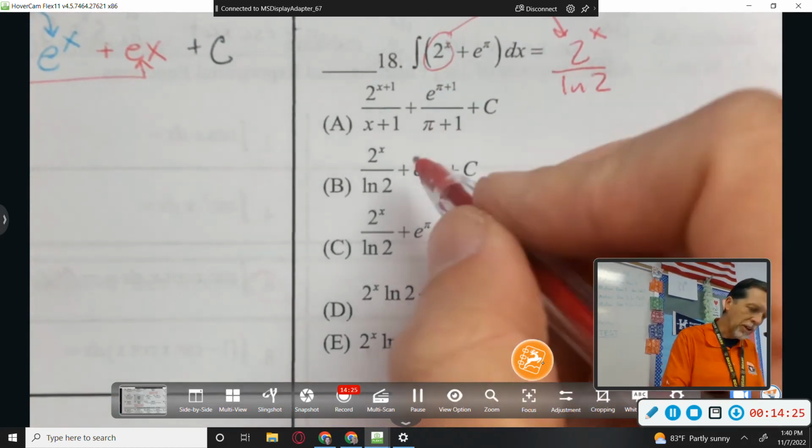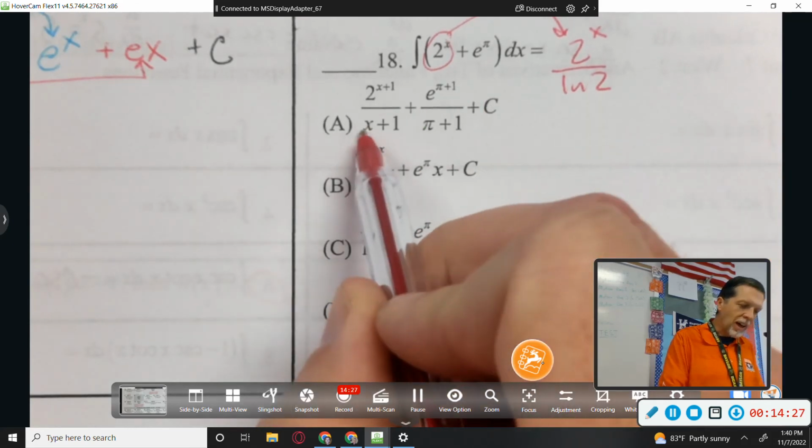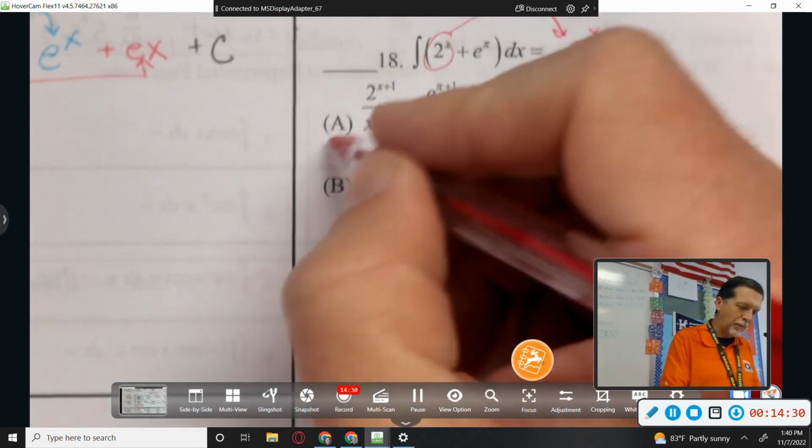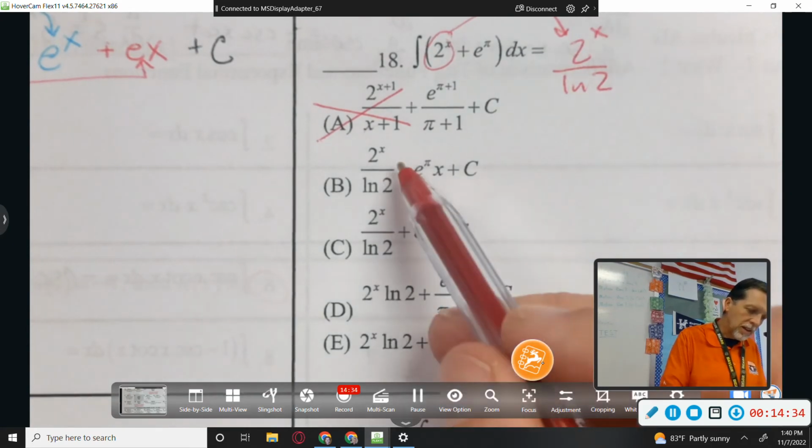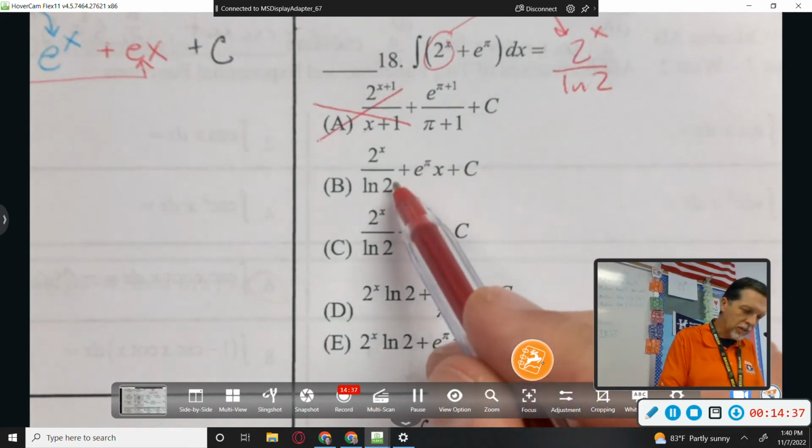Okay, so I'm looking at my answer choices. A uses the power rule, but that's not the right use of the power rule. It has to be divided by the natural log. It needs to be divided by natural log of 2. So B and C are looking good.